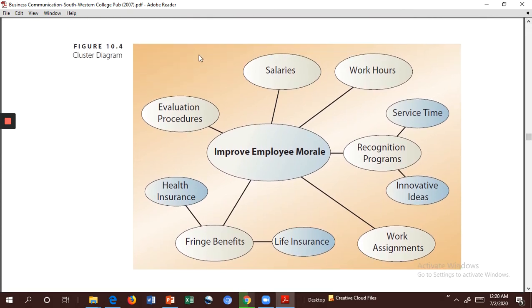Here is the diagram, the cluster diagram. You can see the most central thing, the most important thing, has been written at the center, right? And then there are ideas around it.